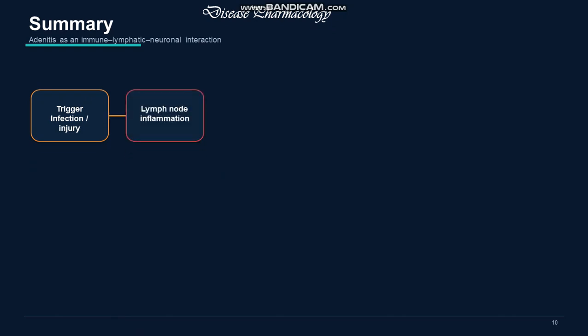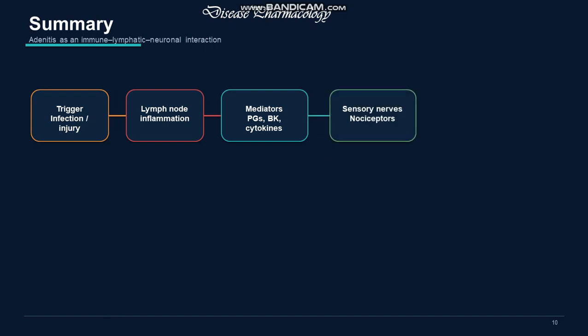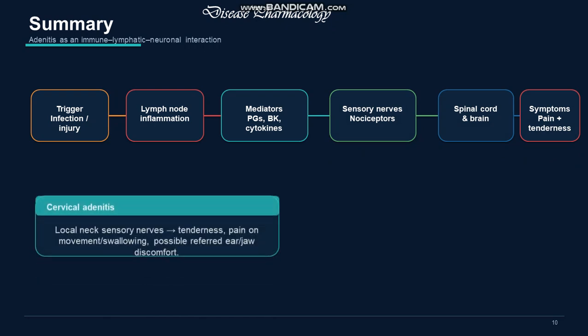Summary: trigger, infection, injury, lymph node inflammation by the pro-inflammatory cytokines or chemicals, mediators, prostaglandins, key cytokines, sensory nerves, nociceptors, spinal cord, and brain. Symptoms include pain and tenderness.